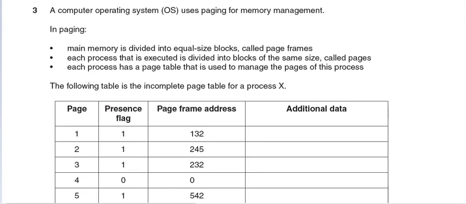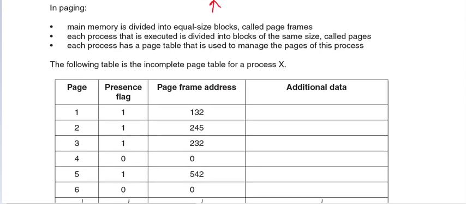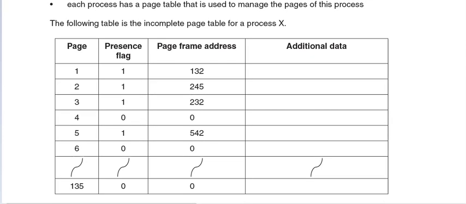This question is related to paging, right? And this is the page table, which is the page table related to one process called X. Remember, there can be many processes running in the computer at the same time, but this page table is for a single process called X.